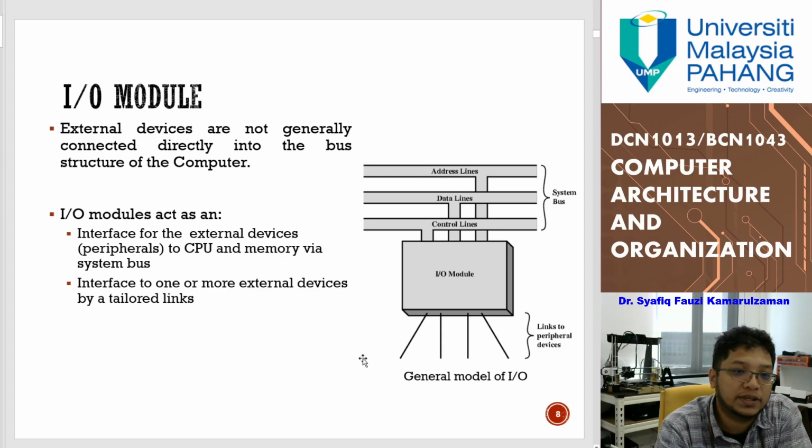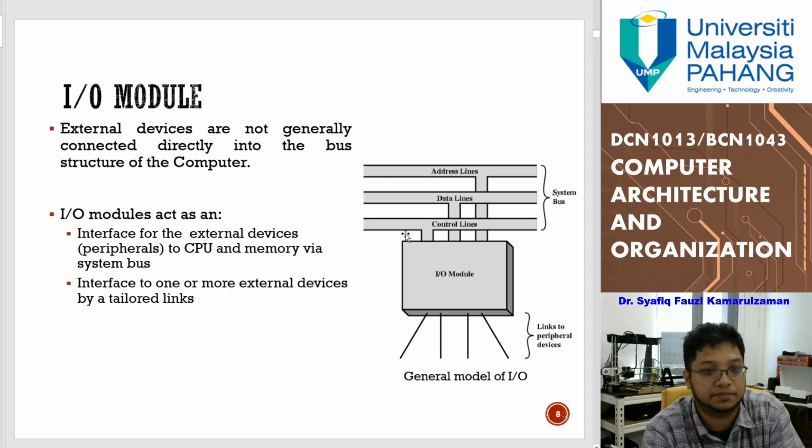So I/O modules basically act as an interface for the external devices to the CPU and memory via the system bus, and they interface to one or more external devices by a tailored link. This is an example of the I/O module architecture. They are connected to the address lines, data lines, and control lines, and the bottom one is where the links to the peripheral devices are made.